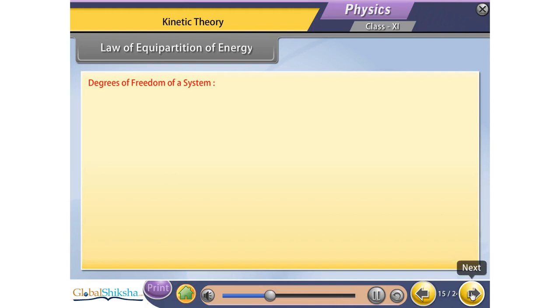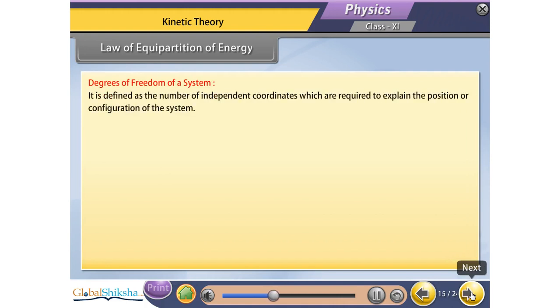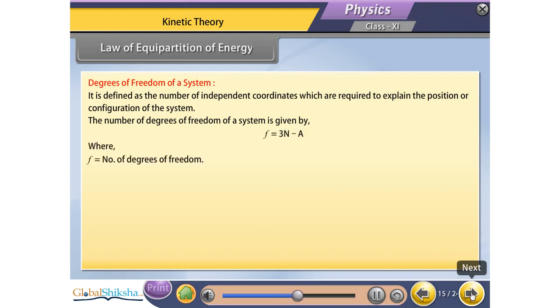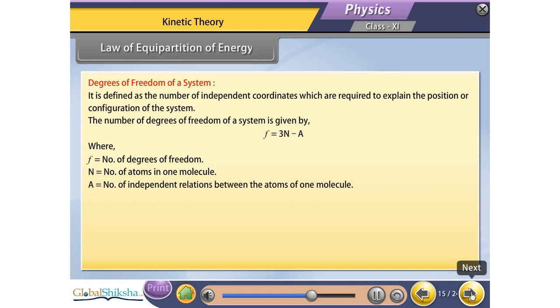Degree of freedom of a system. It is defined as the number of independent coordinates which are required to explain the position or configuration of the system. The number of degrees of freedom of a system is given by f = 3n - A, where f is number of degrees of freedom, n is number of atoms in one molecule, A is number of independent relations between the atoms of one molecule.